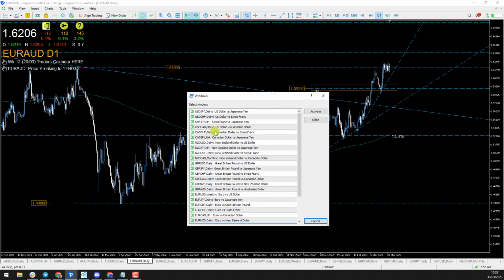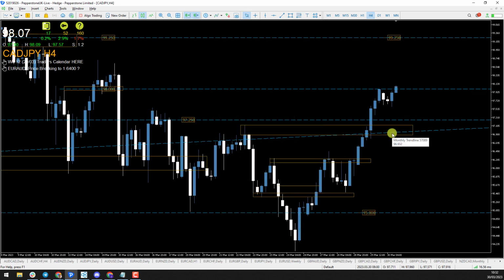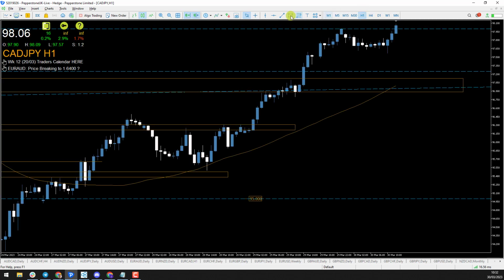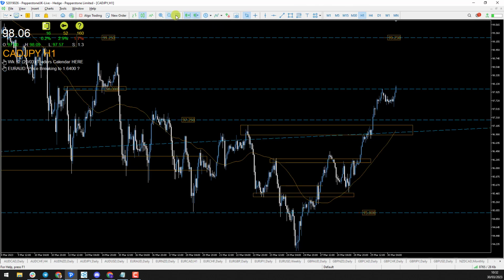Now finally, we're going to take a quick look at CAD yen. Like the idea of being long CAD yen, we actually spoke about price breaking above the 98 handle here and looking to see if price will move to the next level of resistance. Now the next level of resistance for me is the 98.50 handle, which is where I think price is going to come into. So this trade really is for the day traders.